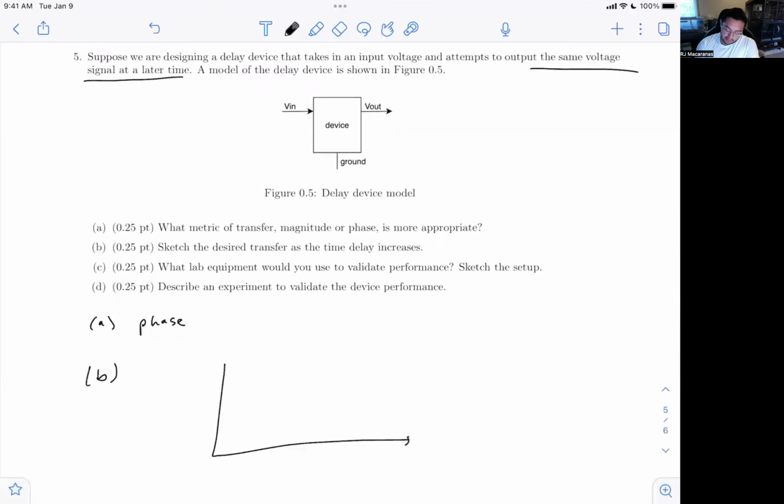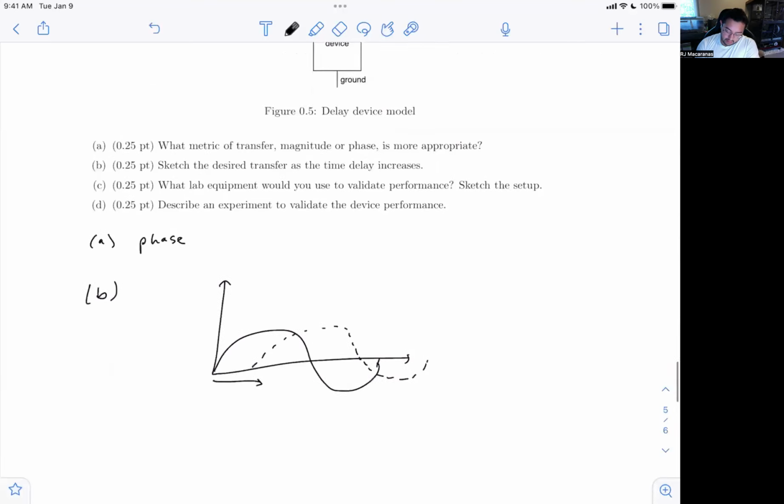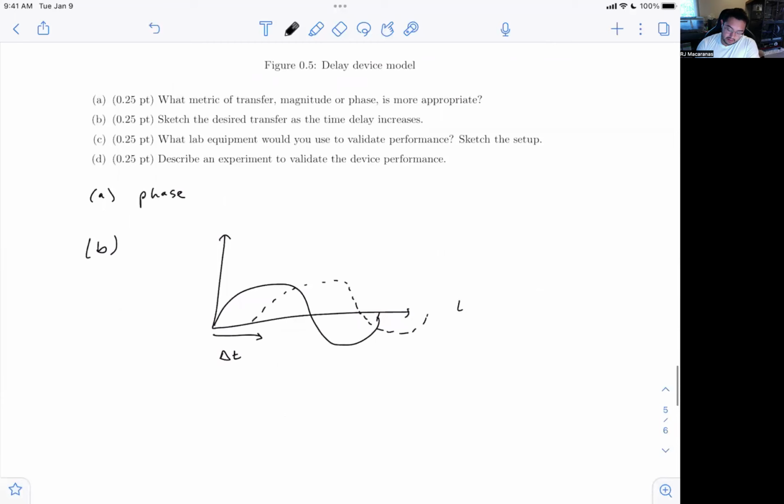And if we were to sketch this, we have one signal, let's draw it like that. And we want this other signal to come at a later time. And so here's, as time increases, right? So delta t there. There's time, we've got V in as a solid line, V out as a dotted line there.